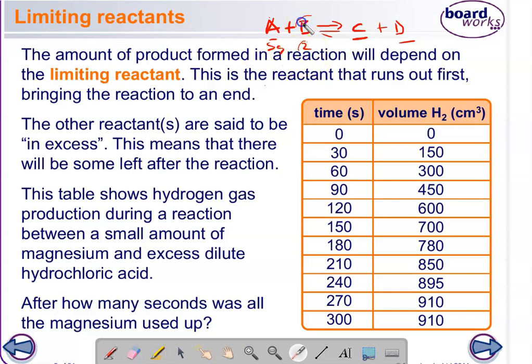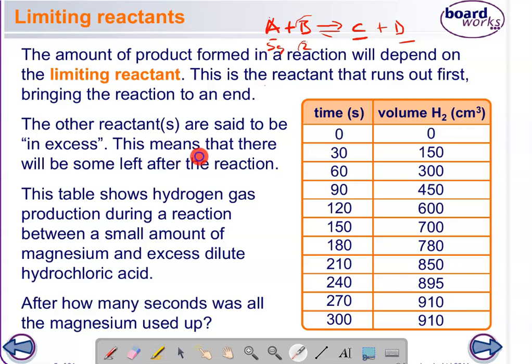The substance that finishes first is what we call the limiting reactant. The other reactants are said to be in excess because when the reaction finishes, there will be some of the excess left. The excess reactant will remain, the limiting reactant will finish, whereas there will be some of the excess reactant remaining.